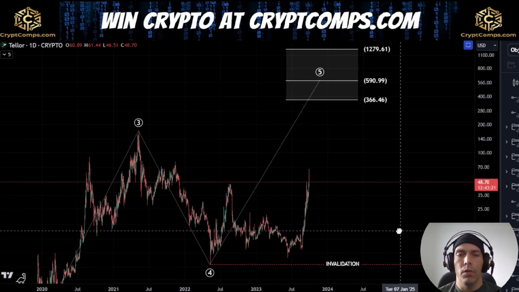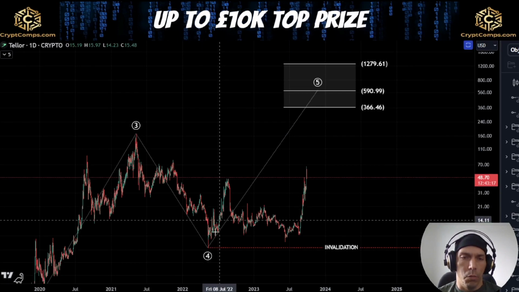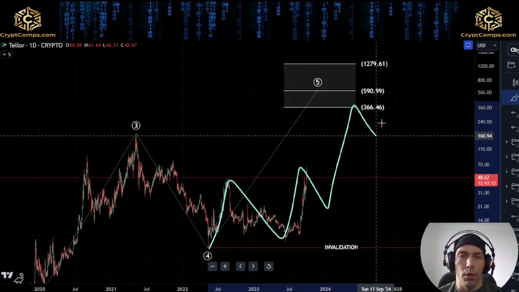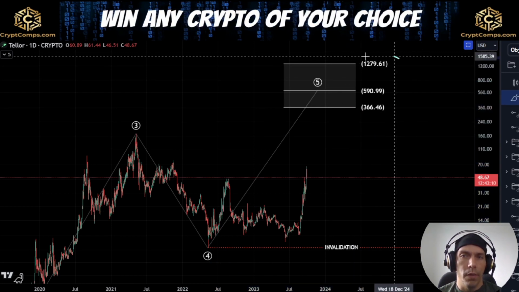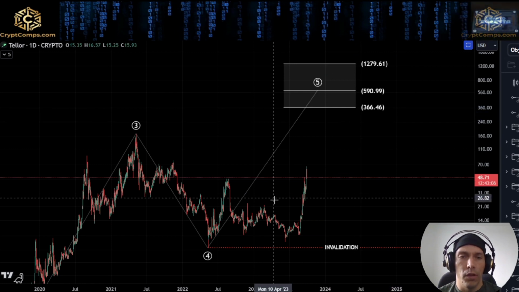Now, within this idea, what we'd then be saying is that we're looking for a fifth wave. Once again, same idea would be in play here. We could be looking at this potentially as 1, 2, 1, 2, and then we're going to see 3, 4, 5, 4, 5, and this could look to push us up towards this 1279 to this 366 level.